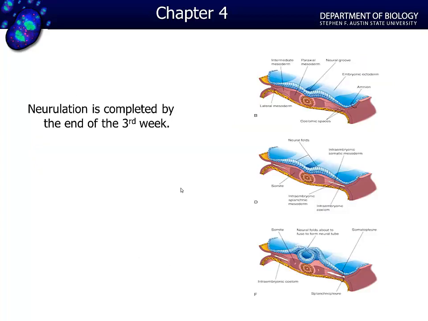So neurulation completed by 3rd week. Closure of the neural tube is going to be completed by the end of the 4th week.